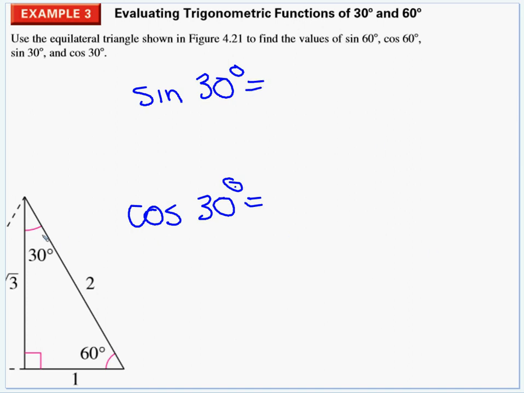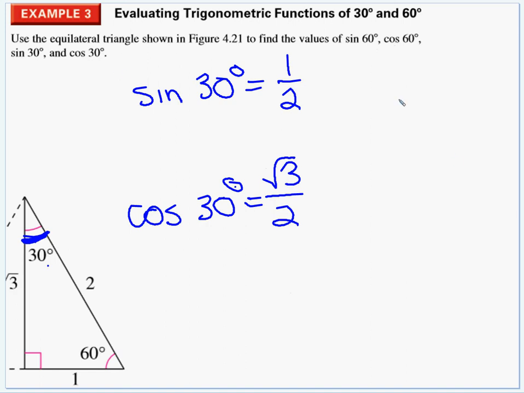Okay, here we are at the 30-degree angle from its perspective. Sine is opposite over hypotenuse. Opposite is 1. Hypotenuse is 2. So the sine of 30 is 1/2. The cos from that same angle's perspective would be adjacent over hypotenuse, or square root of 3 divided by 2. So that's going to be a root of 3. Root of 3 divided by 2.